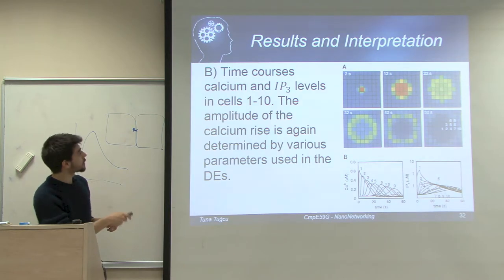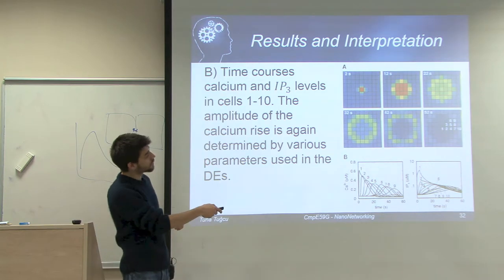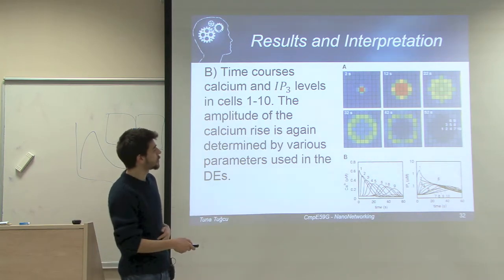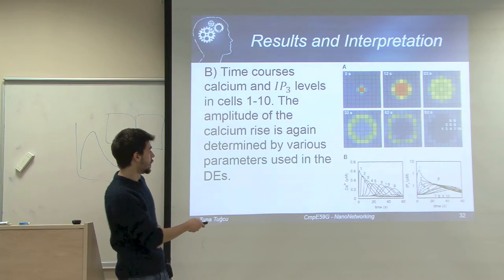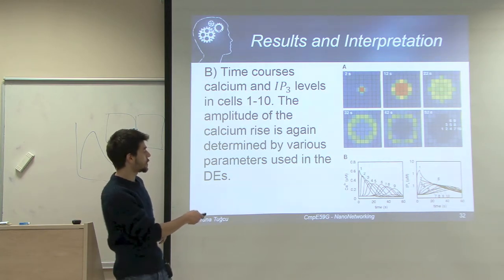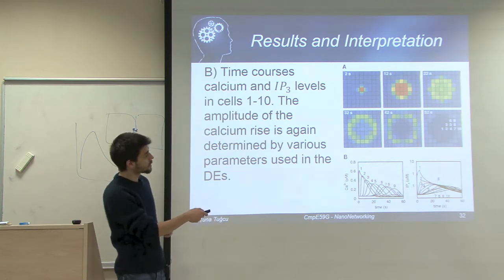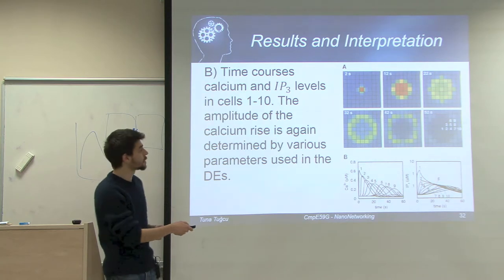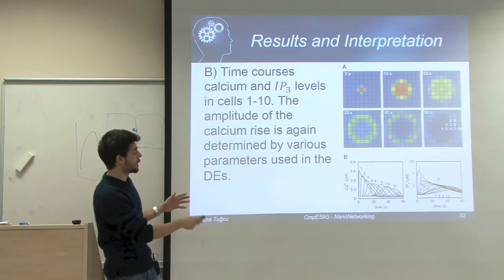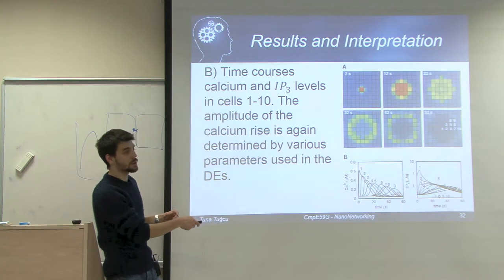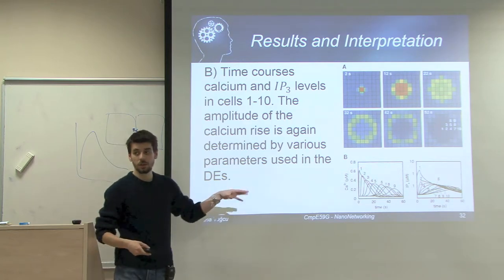Secondly, these are the time courses of IP3 and calcium levels in cells 1 to 10. As you can see, 1 to 10 are modeled here and labeled here, actually. So we have a higher rise of calcium in the first cell, a little bit lower than that in the second cell, in the next adjacent cell a little bit lower than that in the third cell and fourth cell, and so on. So you can see what we have here is a diminishing calcium propagation. So this is again parameter dependent.